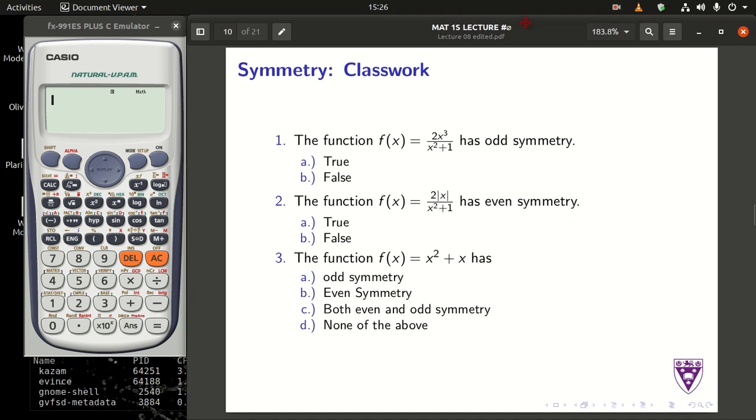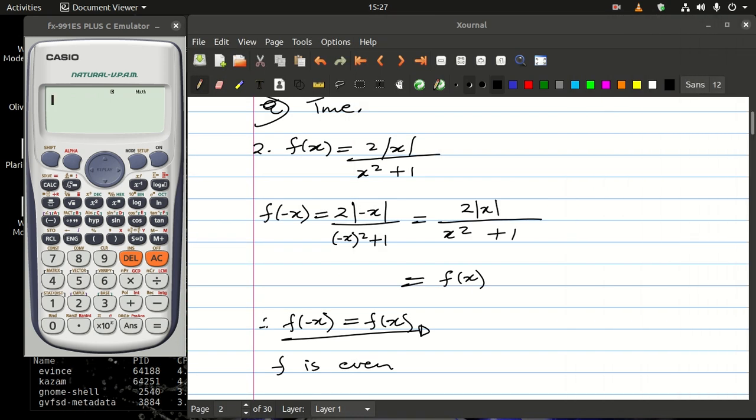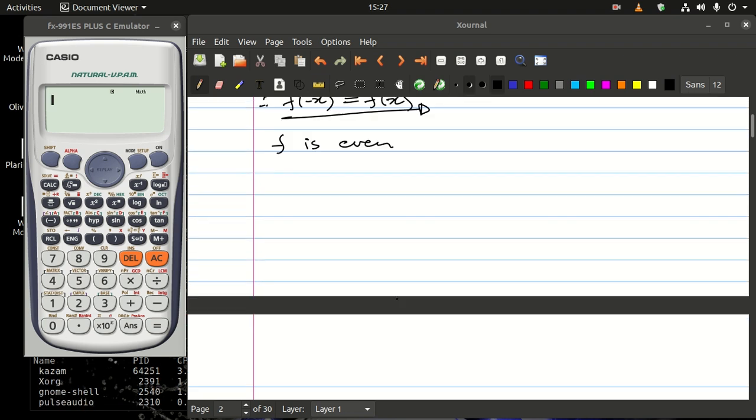Now, let's look at question number 3. Does the function have odd symmetry, even symmetry, both even and odd symmetry, or none of the above? We want to choose which one of these choices is correct. So we have our number 3 here. We have our f of x. f of x is equal to x squared plus x.